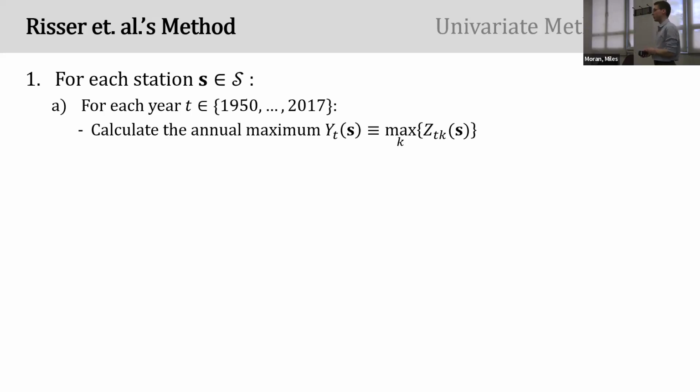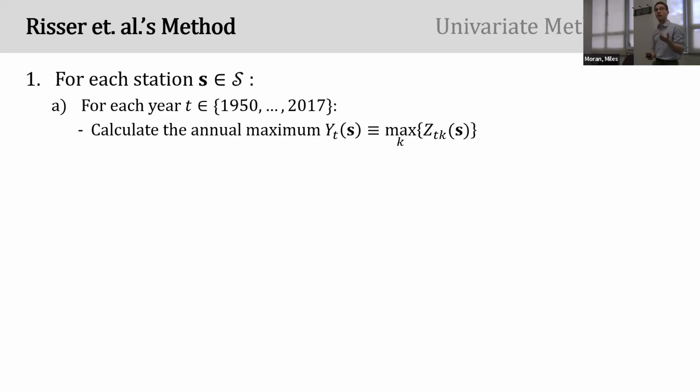In this case, what we're going to do is focus on one season at a time, maybe just winter. So we're going to have a winter block, then a gap of 9 months, and then another winter block. Within each one of those winter blocks, we're going to consider the maximum, and consider that block maximum series from 1950 to 2017.